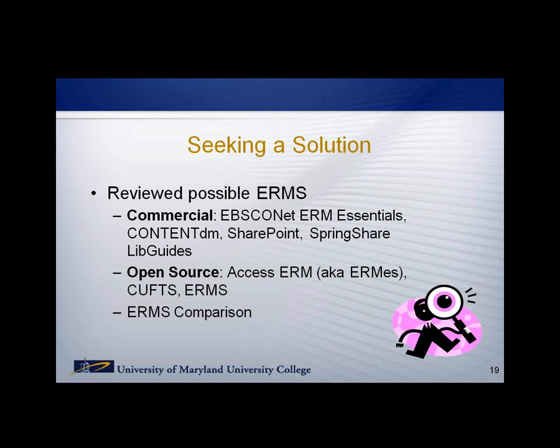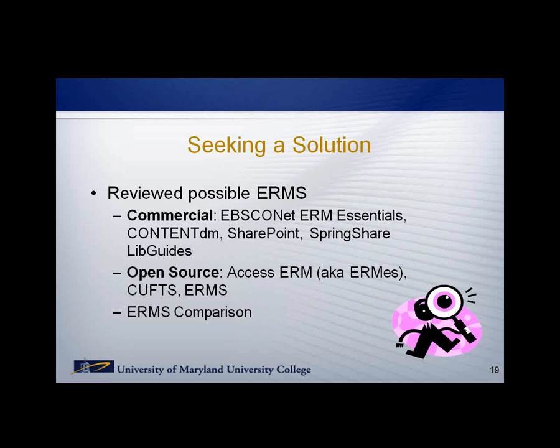Other software without additional cost each has its own specialty. For example, we have Content DM as the backbone of our digital repository, SharePoint as a collaboration tool, and SpringShare LibGuides for subject guides. In comparison, an open source ERMS can be acquired at little cost, but the options are limited. Similar to commercial ERMS, the implementation can be complicated. It may not be able to communicate with other library software systems. Documentation, training, and technical help are limited. In addition, its future development is uncertain.